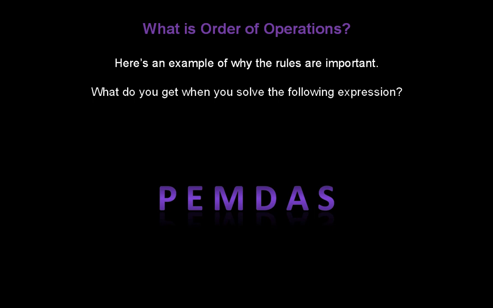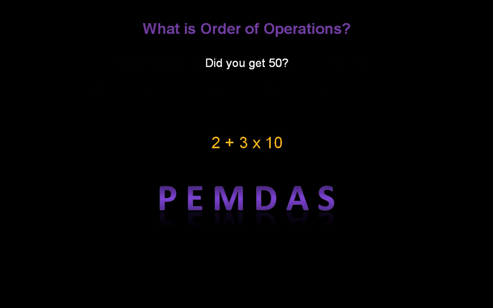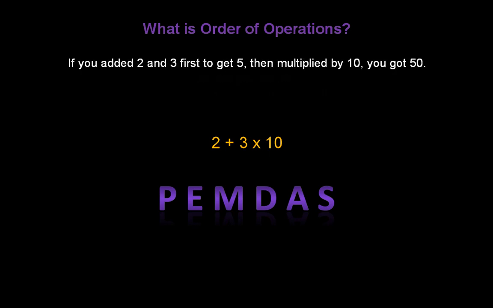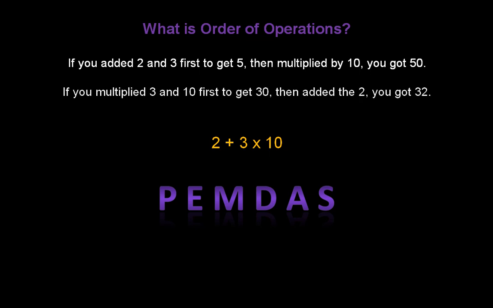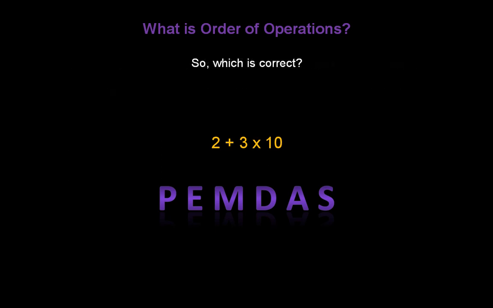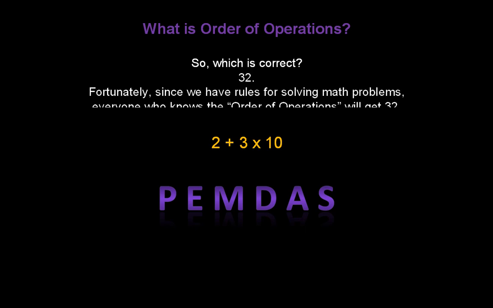What do you get when you solve the following expression? Go ahead and take a few seconds now and solve it. Did you get 50? Or did you get 32? See, if you added 2 and 3 first to get 5, then multiplied by 10, you got 50. But if you multiplied 3 and 10 first to get 30, then added the 2, you got 32. So which is correct? Well, the correct answer is 32.